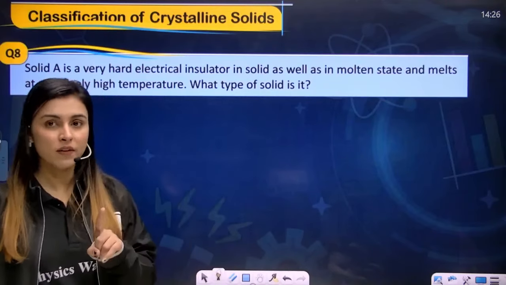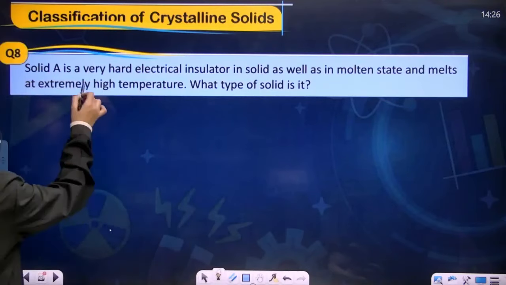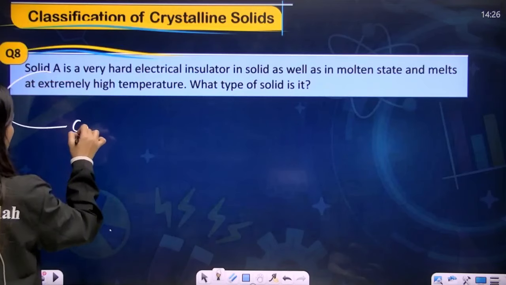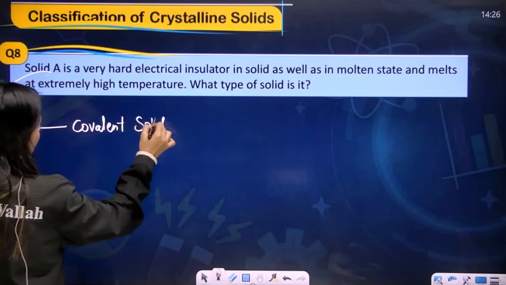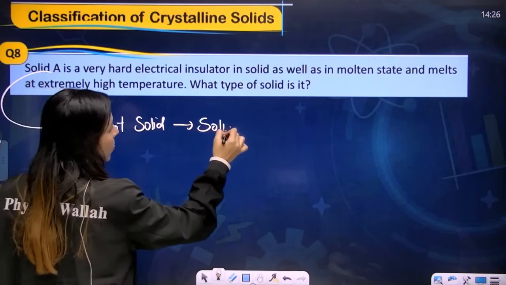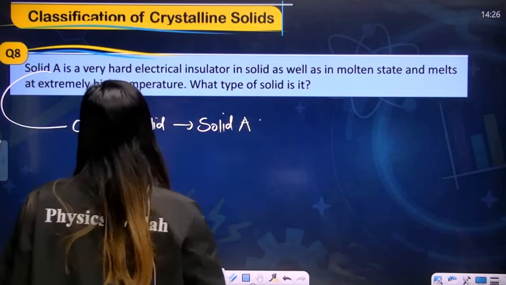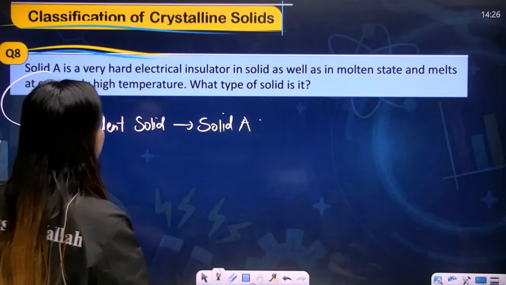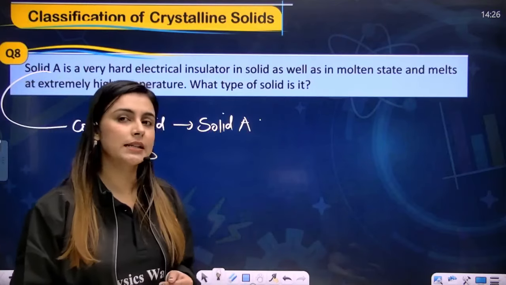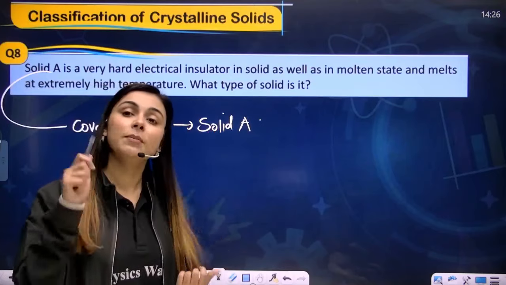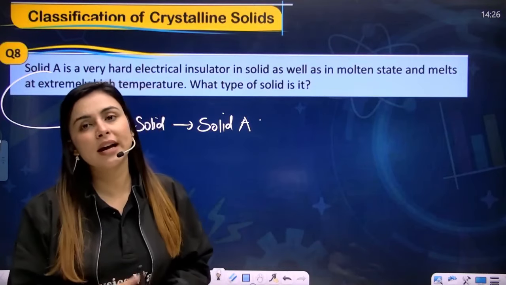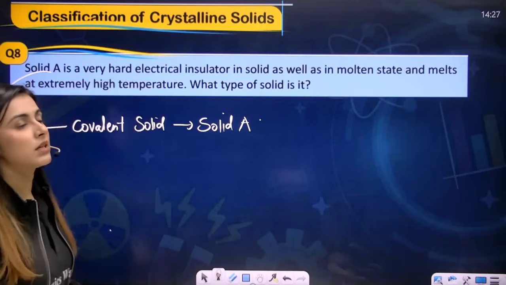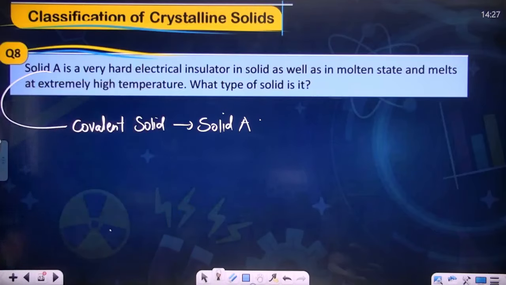So, this is a covalent solid, right? Yes, we can find out from this that it is a covalent solid. And it melts at extremely high temperature. What type of solid is it? It is a covalent solid. If it was a bad conductor in solid state and good conductor in liquid state, it would have been your ionic solid. Okay? Perfect. You can pause the video, write it down, and let's move forward.